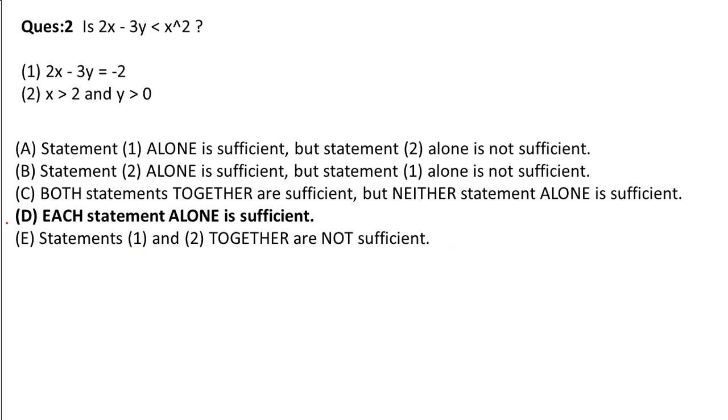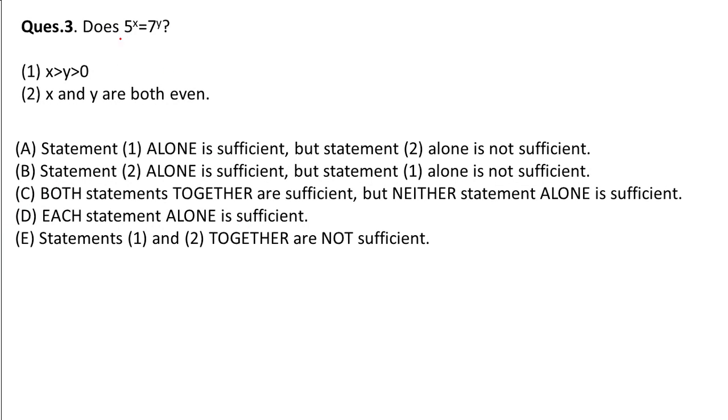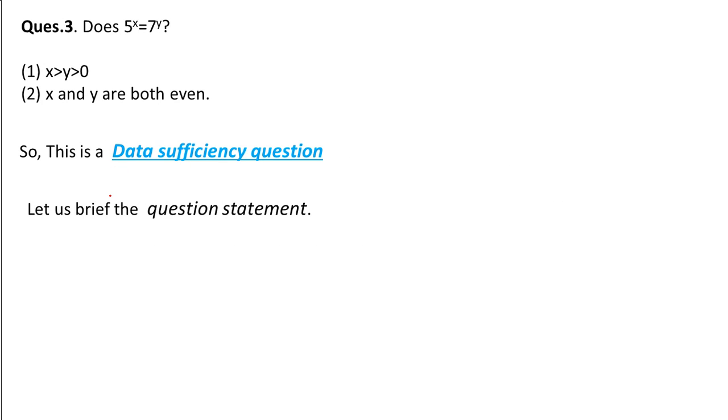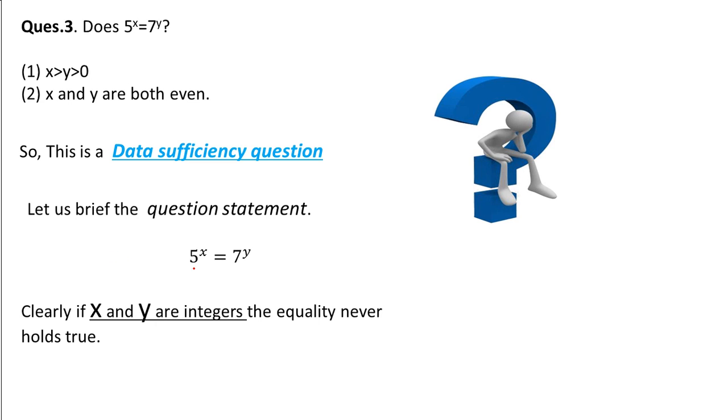Therefore, the answer to the question is option choice D. Each statement alone is sufficient to answer the question. Now coming to question number 3. Does 5 to the power x equal 7 to the power y? Again a data sufficiency question. Let us restate the question statement. 5 to the power x is equal to 7 to the power y. We need to tell whether this is true or not.